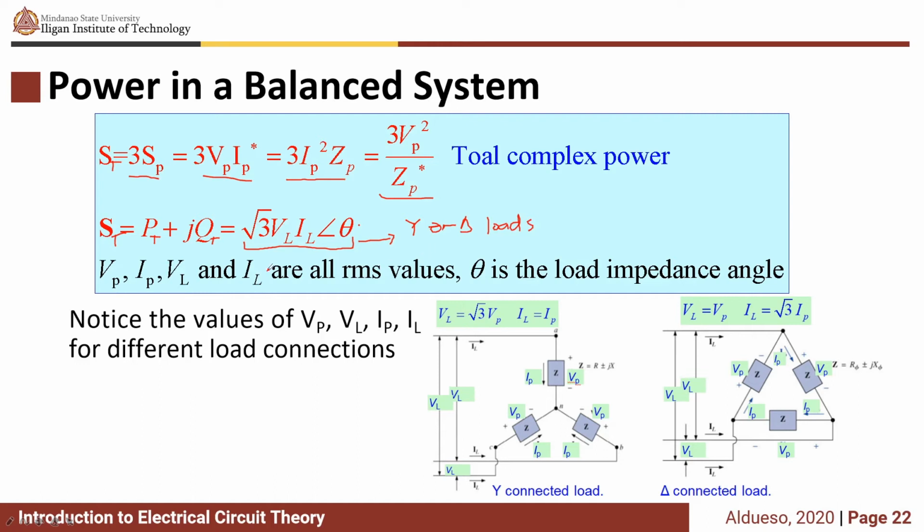So notice these two figures right here. Notice the values of Vp, VL, Ip, and IL for different load connections. So if we have a total complex power equivalent to 3 times the complex power per phase, equivalent to 3 times the magnitude of the phase voltage times the magnitude of the phase current, we have the angle of theta.